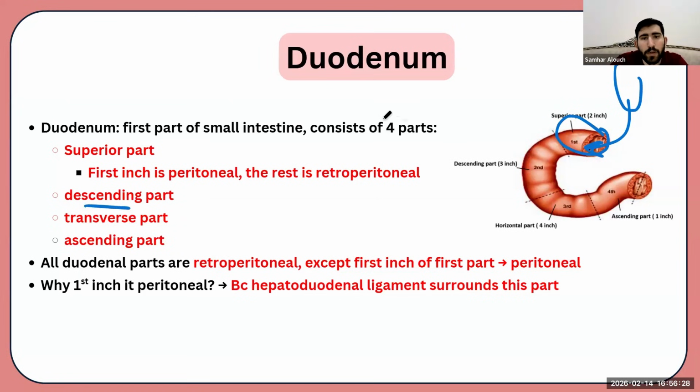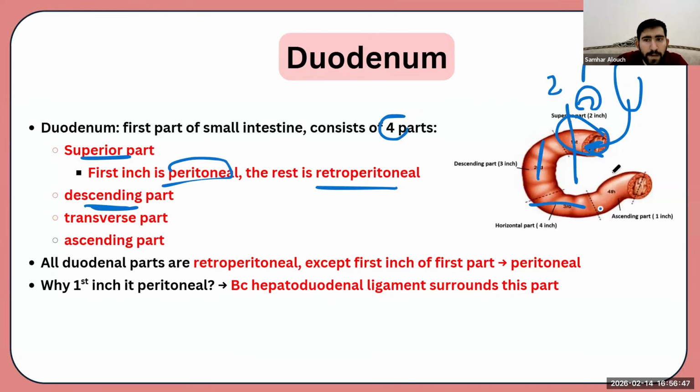So the duodenum is made of 4 parts. The first part is the most superior, so it's called the superior part. And it has 2 inches, first inch and second inch. First inch is peritoneal. The rest is retroperitoneal. My friend will explain more on this. Then we have the descending part. Then we have a transverse part, then we will have an ascending part, then it will join the jejunum.